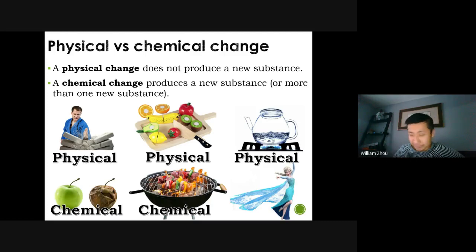Lastly, Elsa. What is that? I'm talking about her ability to freeze stuff. Physical. And I think I gave you the answer to that one. Well, in her case, it's magical, but really magic is just unexplained science. So, and she's probably just lowering the temperature and freezing stuff. That would be physical, turning water into ice or snow.